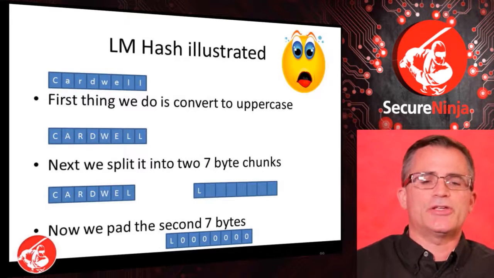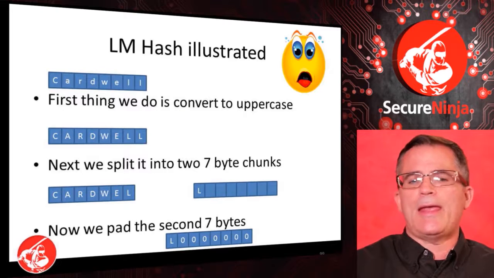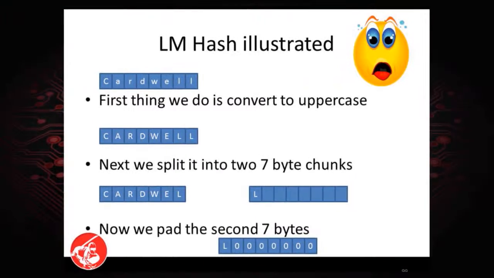Now here's an illustration of it. If we take a password here, Cardwell, my surname, the first thing Microsoft did with Cardwell, even though it's mixed case, is they convert it to uppercase. What would that do to the combinations, permutations? It cut it in half. Okay, not good in cryptography. Next they split it into two 7-byte chunks. The first 7 bytes is Cardwell with one L, and the second 7 bytes is one L with padding.